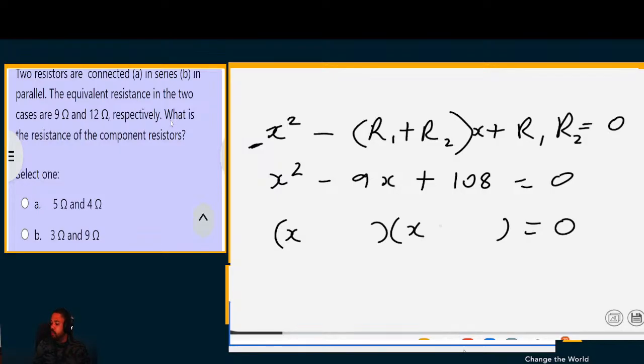First of all, there's a plus at the end, so both of them will have the sign of the minus. So their sum should give you negative 9. What are the factors of 108 that can give you a 9? We check. 3 times 36 is too big. 6 and 18 is too big still.